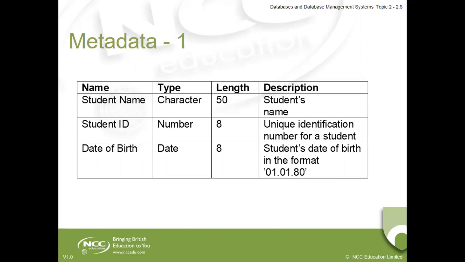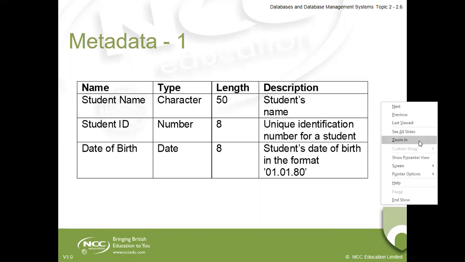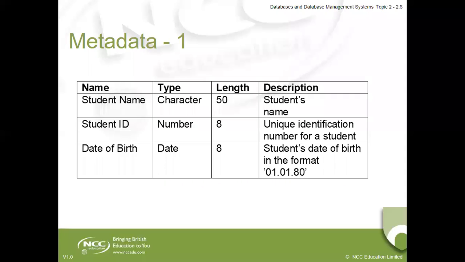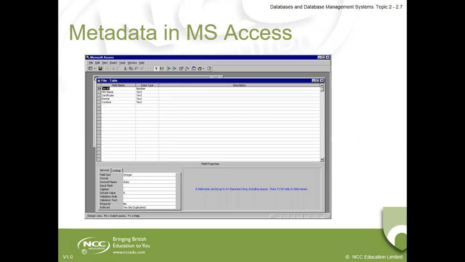Then student ID, the data type is a number because IDs will be numbers, isn't it? And the length is 8, meaning that the maximum student ID length should be 8. Description: a student ID is a unique identification number for a student. Then date of birth, data type is a date. Length is 8. Description: date of birth in the format 01 January 1980, or something. Then that's metadata. That's how it will be shown in Microsoft Access.